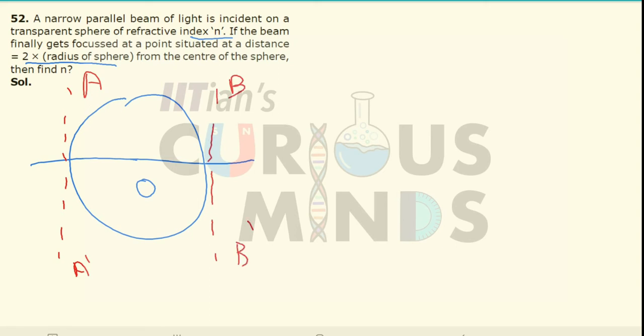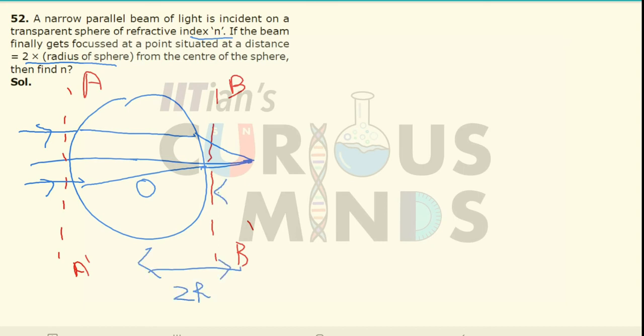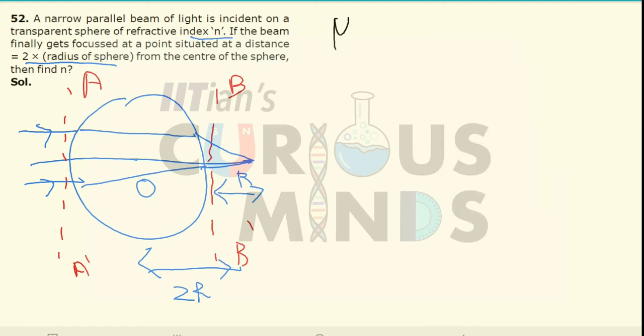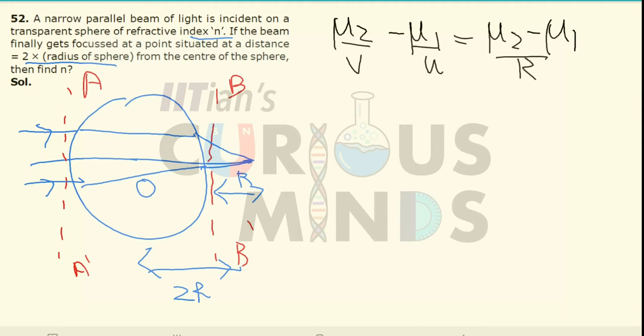Now a parallel beam of light is incident on this sphere, and after two refractions it finally gets focused at a distance of 2r from the center. So from the interface b dash it is getting focused at a distance r. For the first surface, let me substitute the formula: mu2 by v minus mu1 by u is equal to mu2 minus mu1 divided by r. Now I am substituting it for the first interface, that is, the interface a dash.